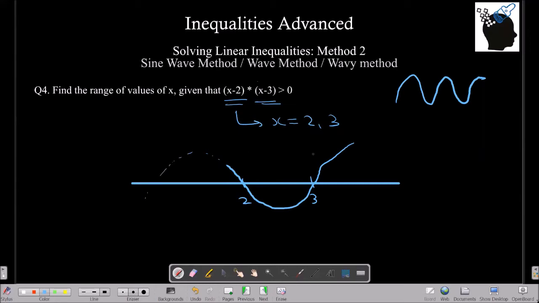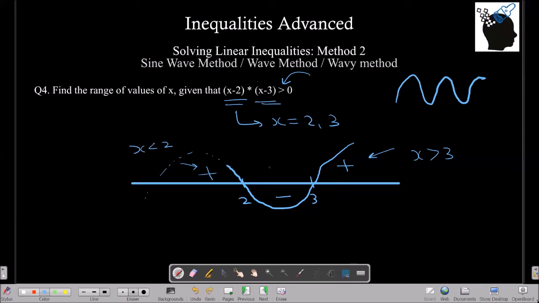Now once you draw this, any point above this line and below the sine curve, we are going to write positive. Any point above the sine curve and below this line, we are going to write negative. Now if the question is asking greater than 0, we are going to take those values wherever we have this positive sign. So in this case, the positive sign is in x is greater than 3 or x is less than 2. And if you remember, this is the solution which we got by using algebra.